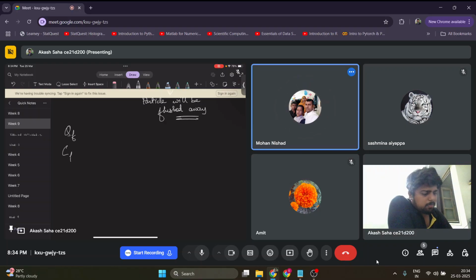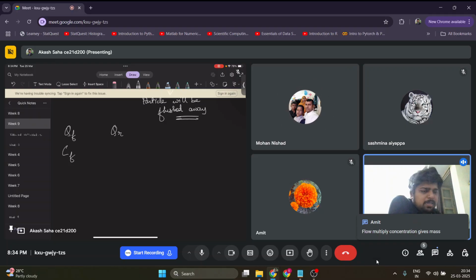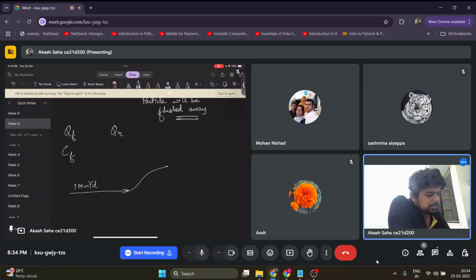Discharge means how much volume of water is coming per day. Suppose 100 meter cube per day is coming. From that, some is going into reject. Suppose 30 meter cube per day is going as reject, and the rest is coming as permeate, 70 meter cube per day. So these are all discharges. This is QF, this is QR, this is QP.